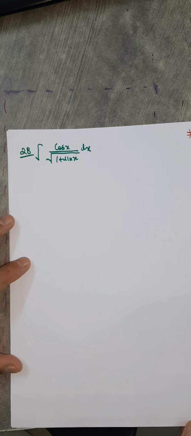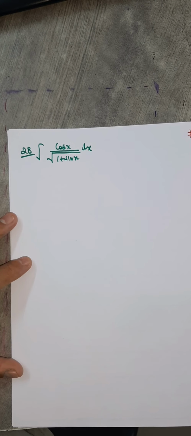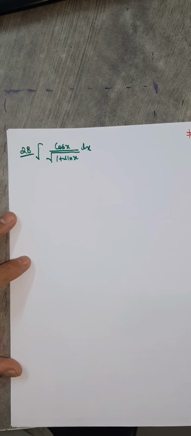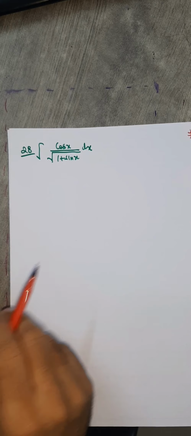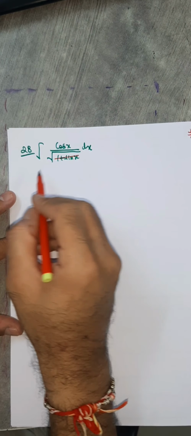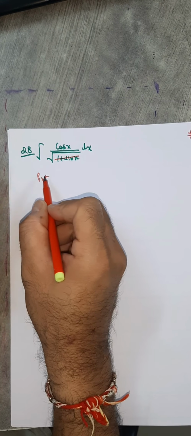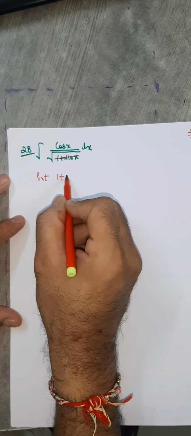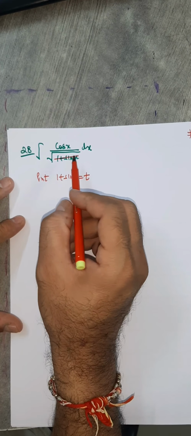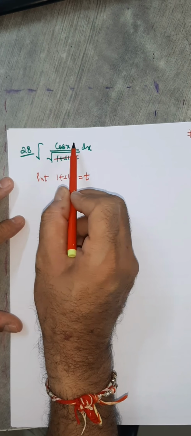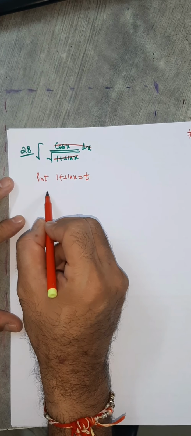Question number 28. Integral of cos x upon root of 1 plus sine x. So how do we do this? Same method. Put 1 plus sine x equals to t. Substitution method. If I put 1 plus sine x equals to t here, why this? That should be there in your mind, because derivative of sine is cos. So this become dt more or less.